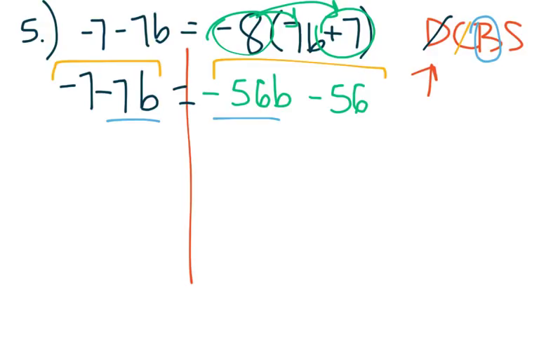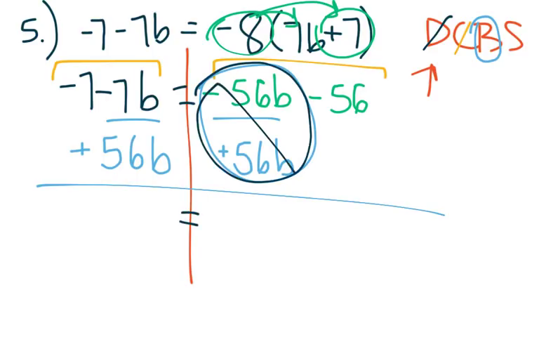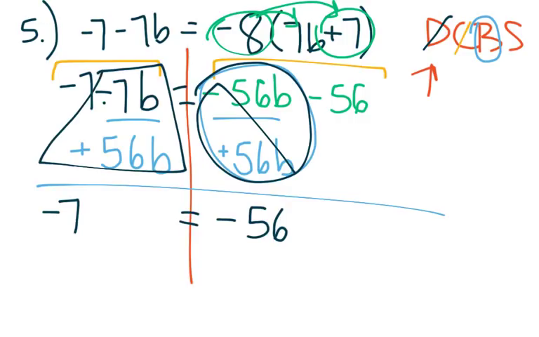So if I want to make a zero pair with 56b, I'm either going to use the addition property of equality or the subtraction property of equality in order to make this into 0. Since this is negative 56b, I'm going to add 56b to both sides. So this allows this to zero out, and we're left with negative 56 on the right. And on the left, we have negative 7. Then we have negative 7 plus 56, so negative 7 plus 56 leaves us with a positive 49b.